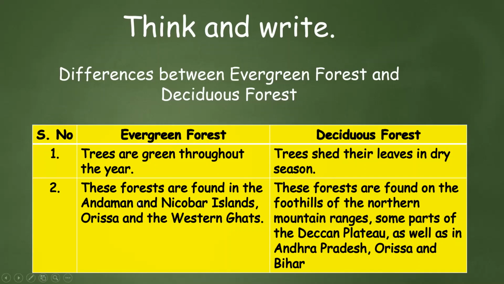The other difference we can point out here is that the evergreen forests are found in the Andaman and Nicobar Islands, Odisha and the Western Ghats. This is very important. And the deciduous forests are found on the foothills of the northern mountain ranges, some parts of the Deccan Plateau, as well as Andhra Pradesh and Bihar. These are the 2 differences that we could think and find out from the passage and write down. Good job done, children. Pat on your back and let's move on.